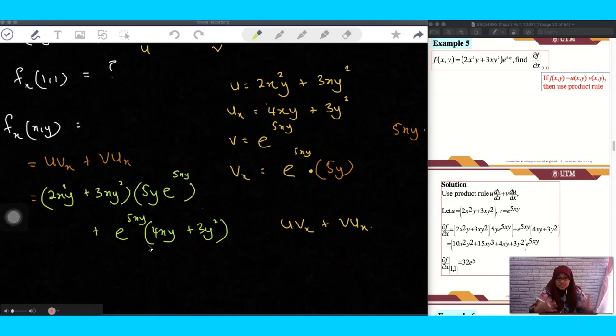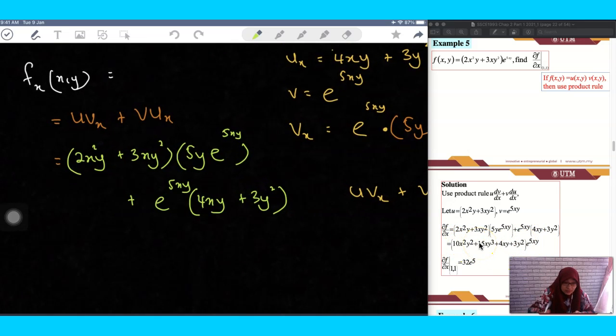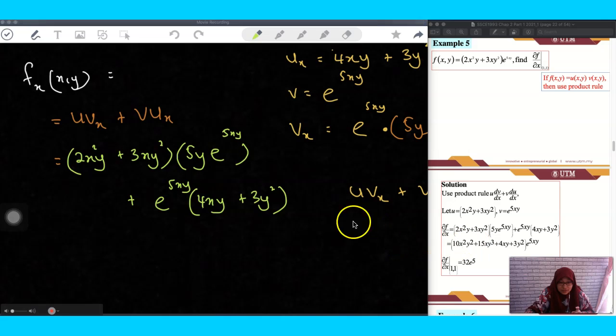If you can see that this one can be simplified, then you have to. Maybe you can expand and then factorize the 5x. But in this case, they're asking for the substitution for a specific x and y, so there is no need to put it in the simplified form.